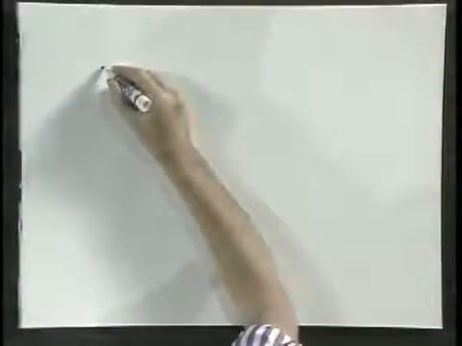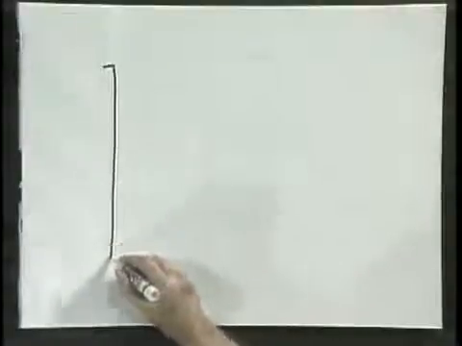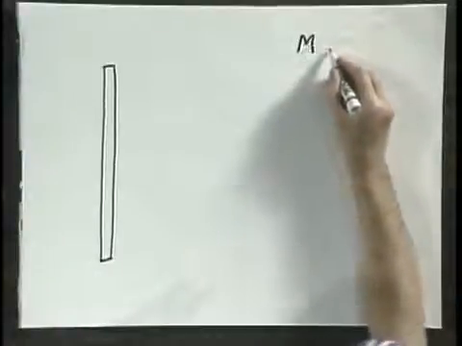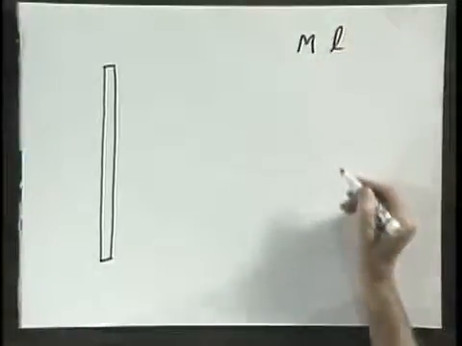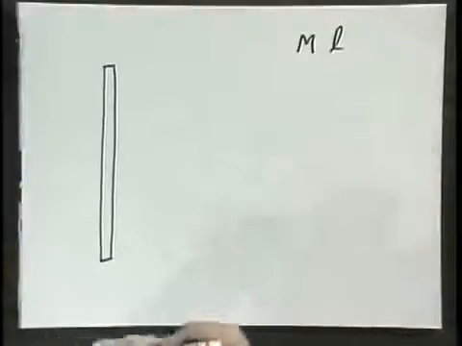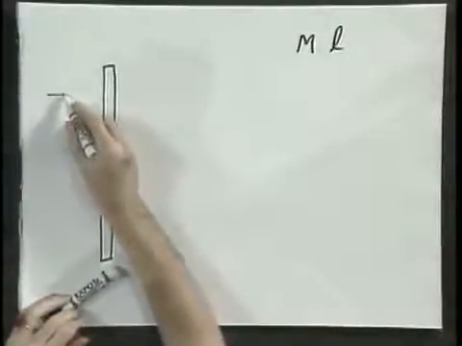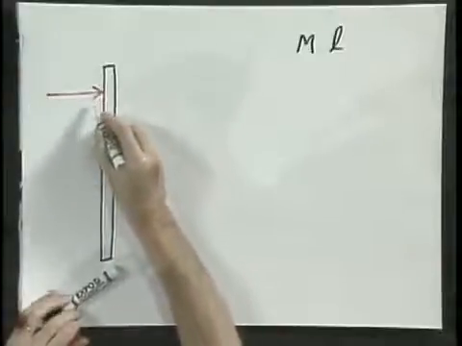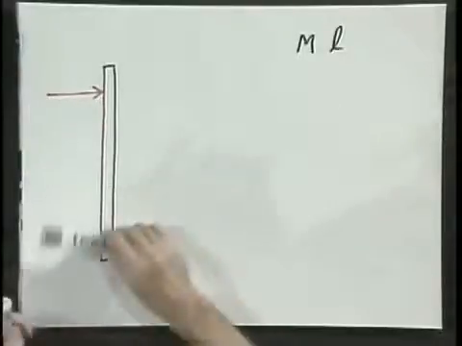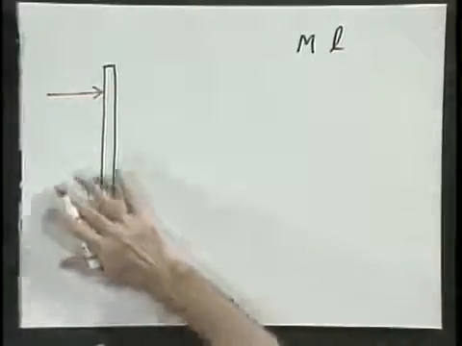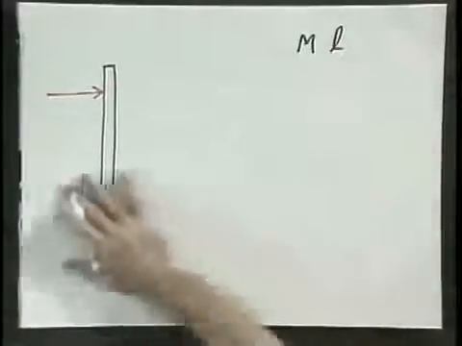I have a rod, a uniform rod, and the rod has mass m and length L, and I hit the rod with a brief impulse in a direction perpendicular to the rod. I hit it here. This rod is on a frictionless horizontal table.